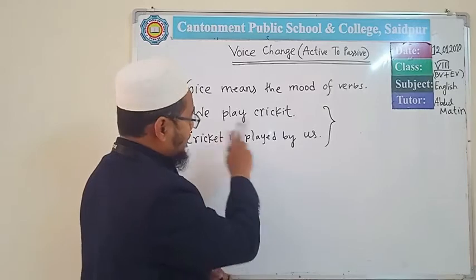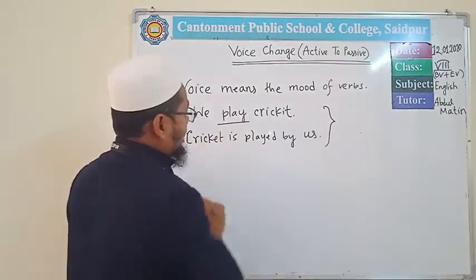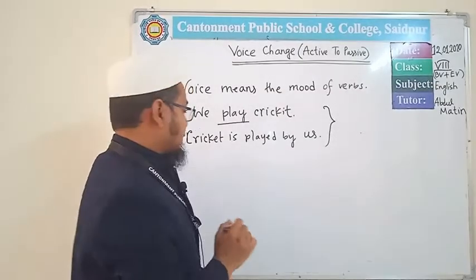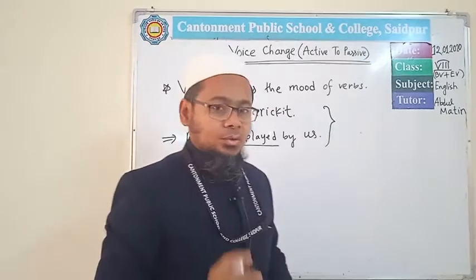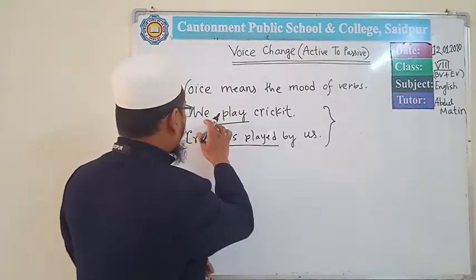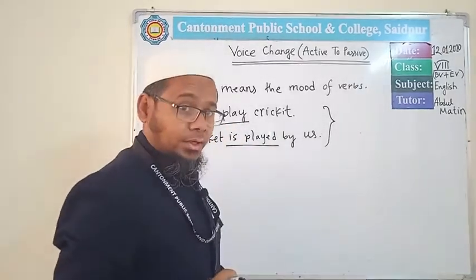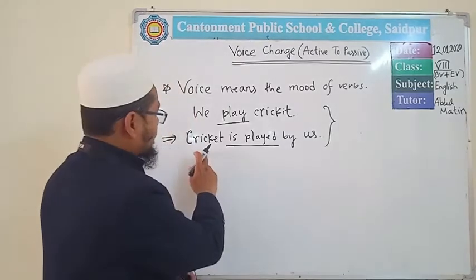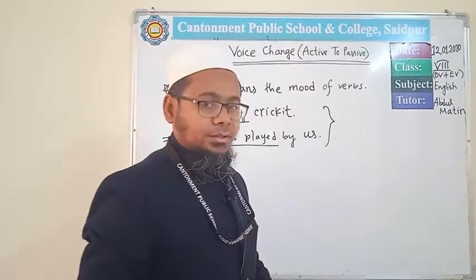the mode of verbs in these two sentences are different. Here, play means active mode of verb. Here it is played, it means the passive mode of verbs. That means the first sentence shows the active mode of verb, that is active voice, and the second sentence shows the passive mode of verb, that means it is called the passive voice.